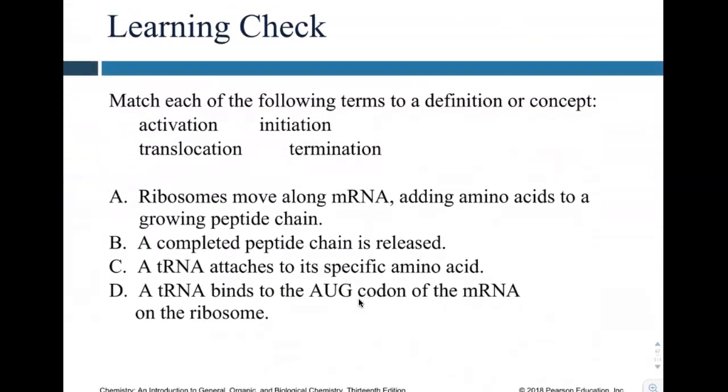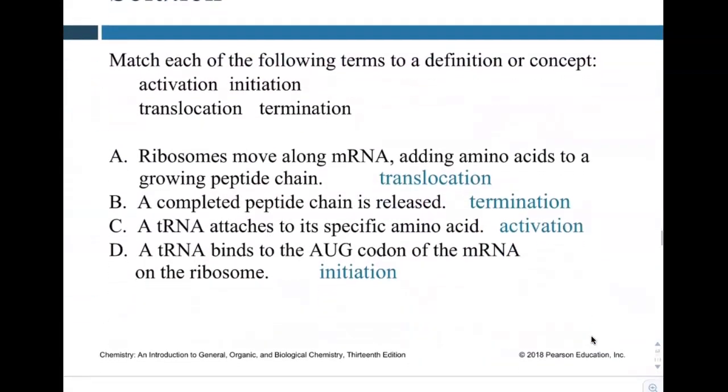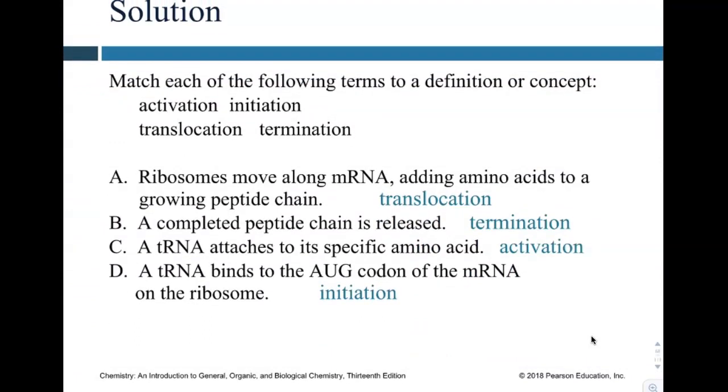So do a quick check and tell me which part of this process each of these things are. So ribosomes moving along the RNA, adding amino acids. This is your translocation, because we're changing location on the mRNA. And we're kicking out all the old tRNA that already did its job, and we're adding in new tRNA to build that peptide chain. Termination is what we call releasing that completed peptide chain after we have reached our stop codon.